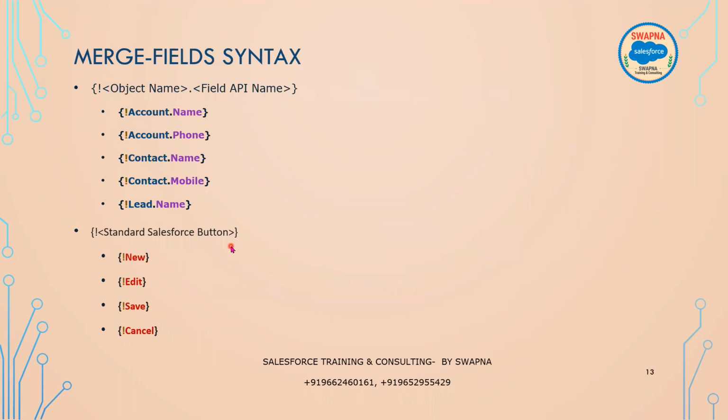So, a few examples for the merge field syntax. If it is an object name or a field name, this is how you give it: curly braces exclamation account dot name, account dot phone, contact dot name, contact dot mobile, lead dot name. These are how you refer to the object name. If you have a custom one, it will be the custom object name and custom field name. Similarly, if you want a standard Salesforce button, you say curly braces exclamation new, edit, save, cancel.